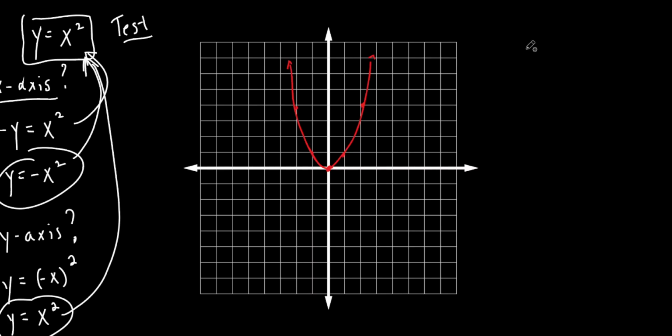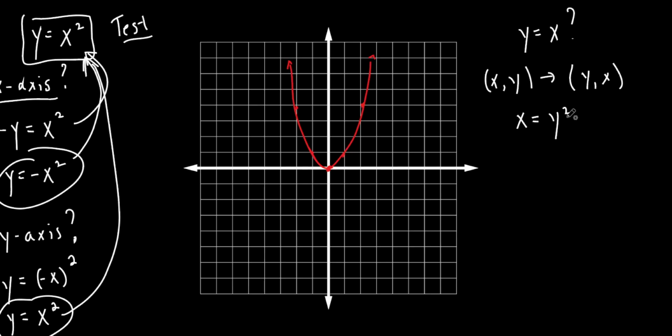What about, is that symmetric to the line y equals x? Again, what do we do with this? Do you remember what we did to see if it's symmetric to y equals x? Yeah, you just switch the y and the x. So what am I going to do with this? Again, this is our original thing that we're working with. Instead of y equals, what are we going to write? x equals what? y squared. And now let's see if this is the same as this.